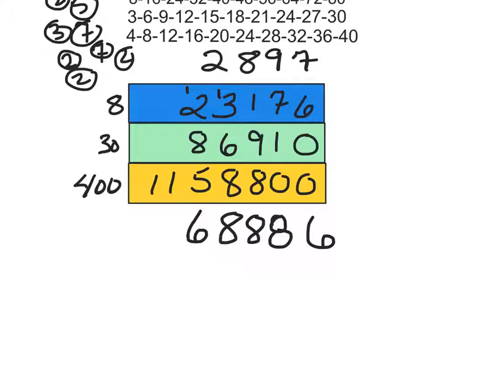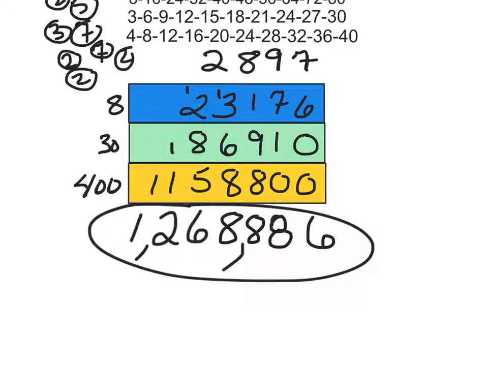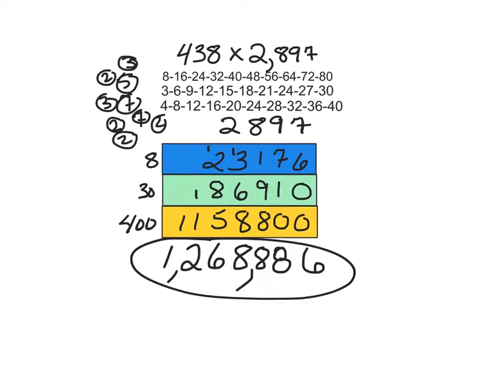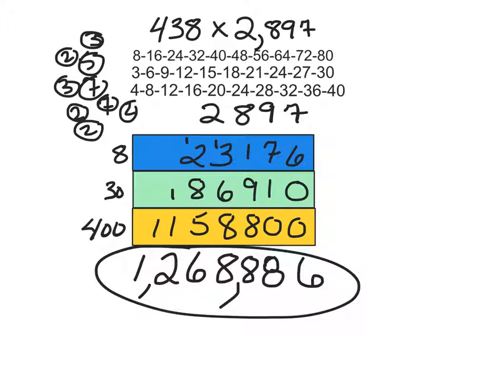Drop that 6, carry that 1, and then 1 plus 1 is 2, and 1 and nothing is going to give you 1, and bam, there you have it. Let me get my commas in there and circle that bad boy. And there you have it, 1,268,886 is your answer.